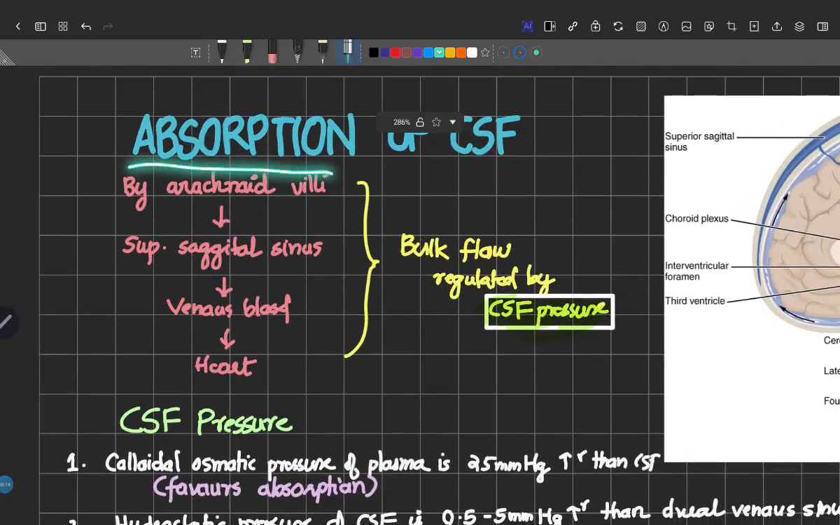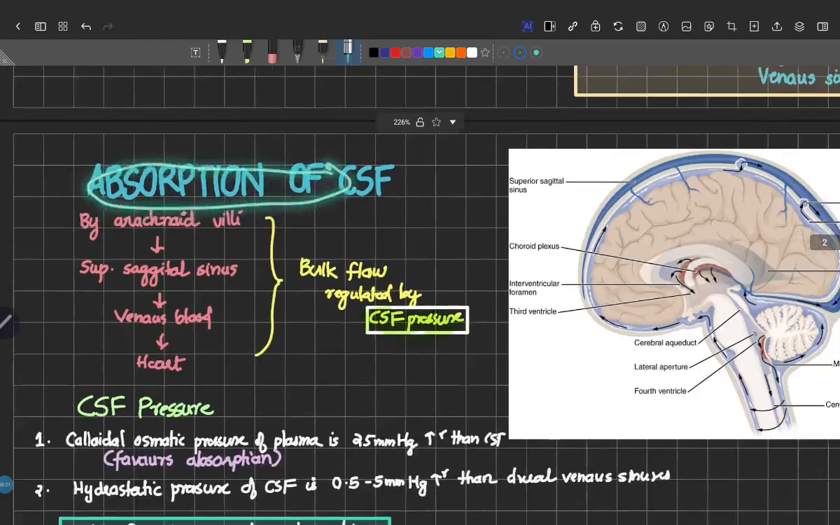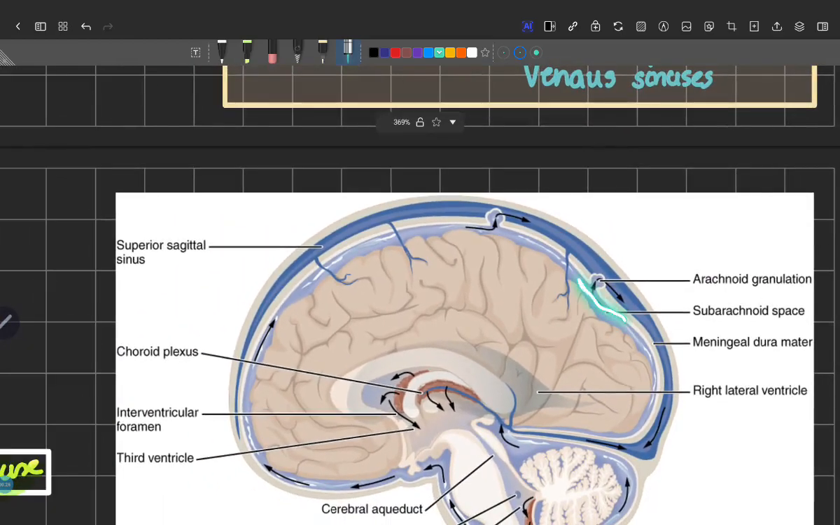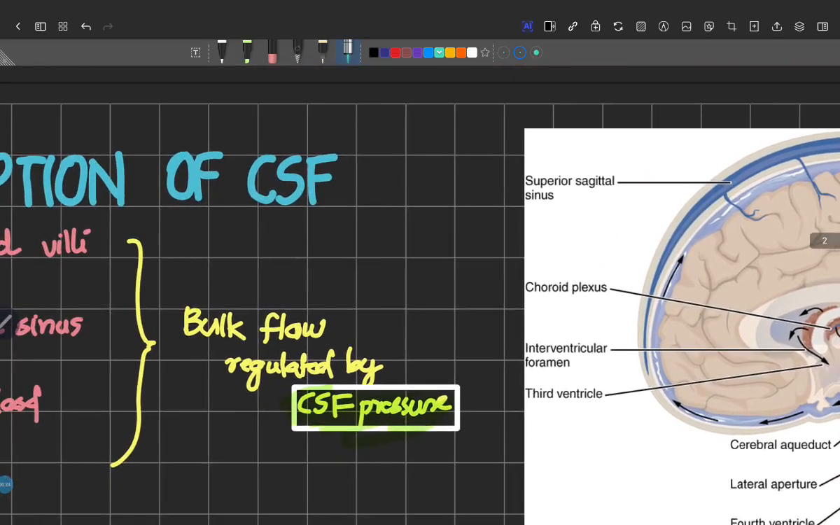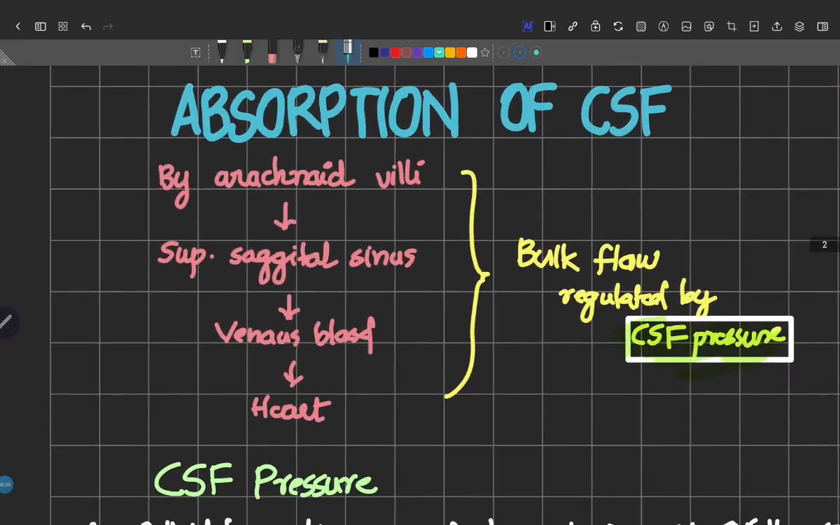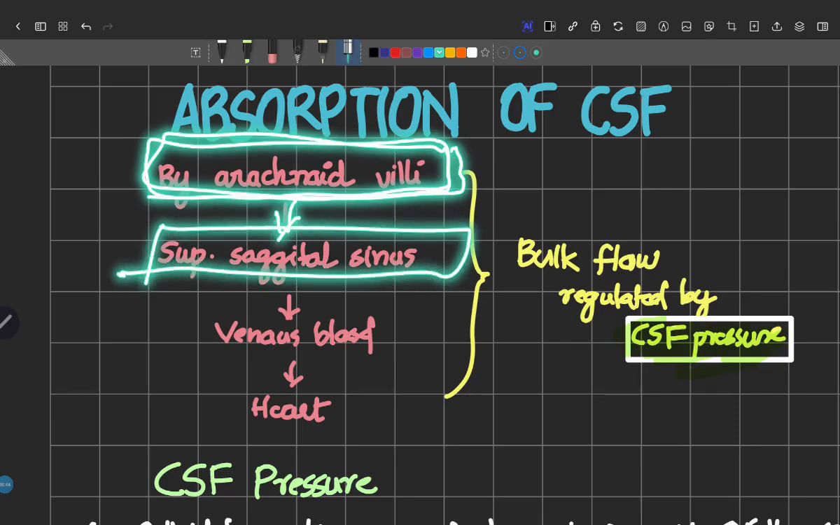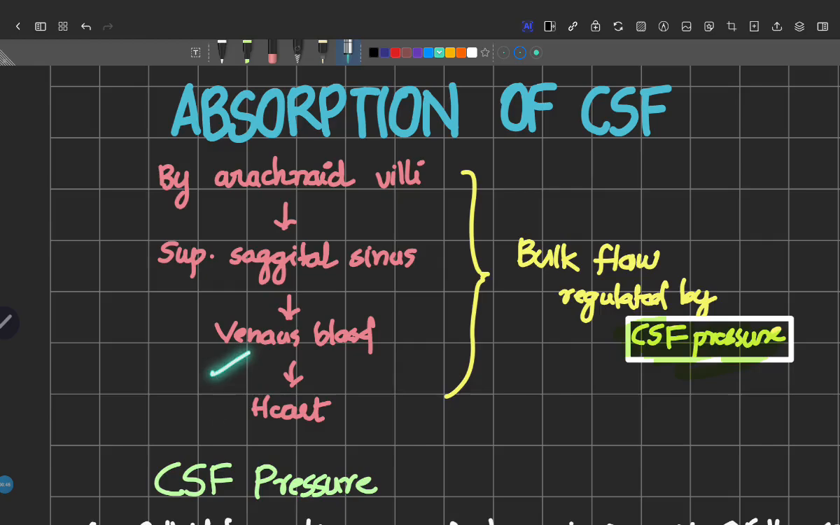By arachnoid villi or arachnoid granulations, which are found in the subarachnoid space, protruding out from the subarachnoid space into the dural venous sinuses. Basically, what happens is that the CSF is absorbed by the arachnoid villi, the arachnoid granulations, into the superior sagittal sinus, which becomes a part of venous blood and is drained into the heart.